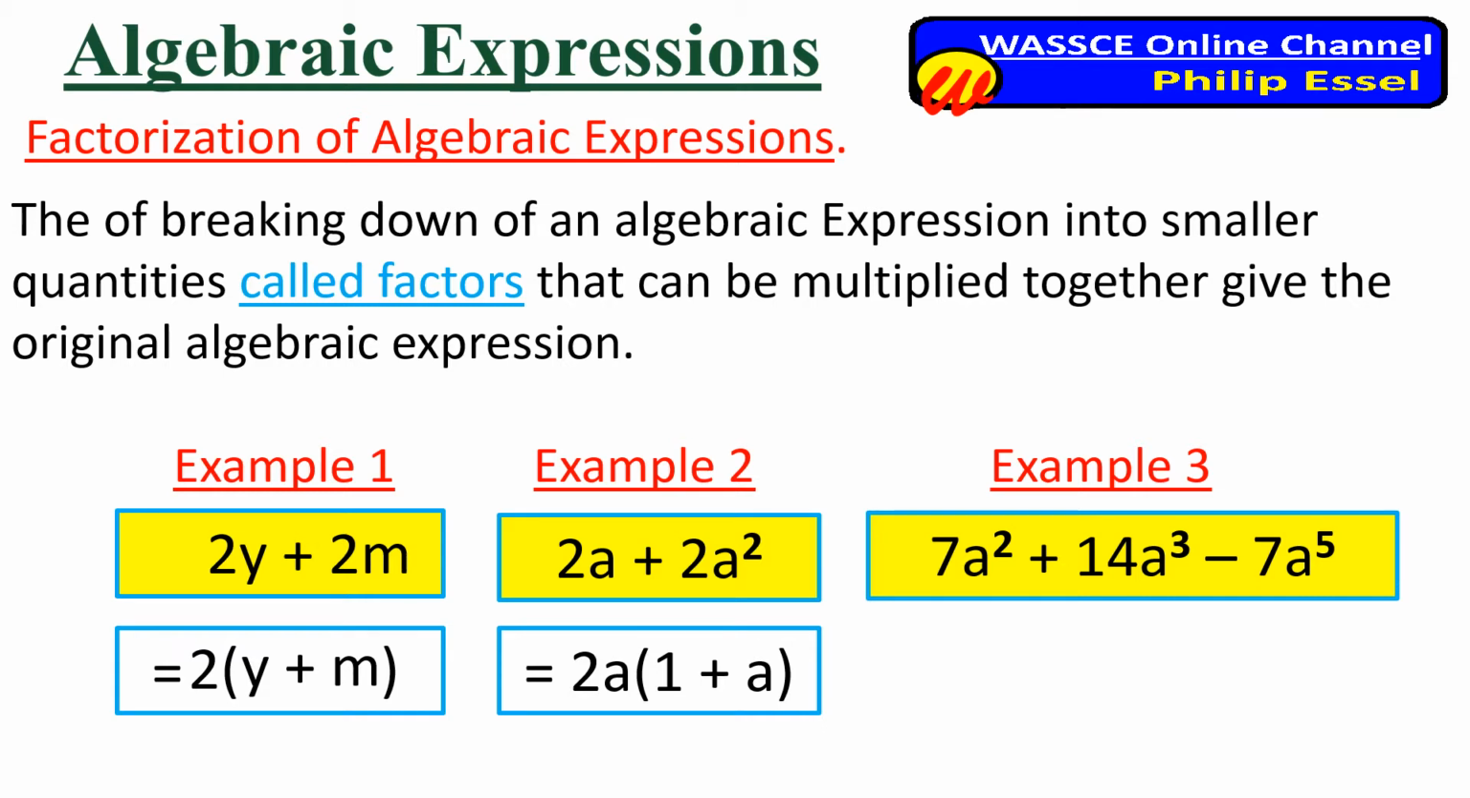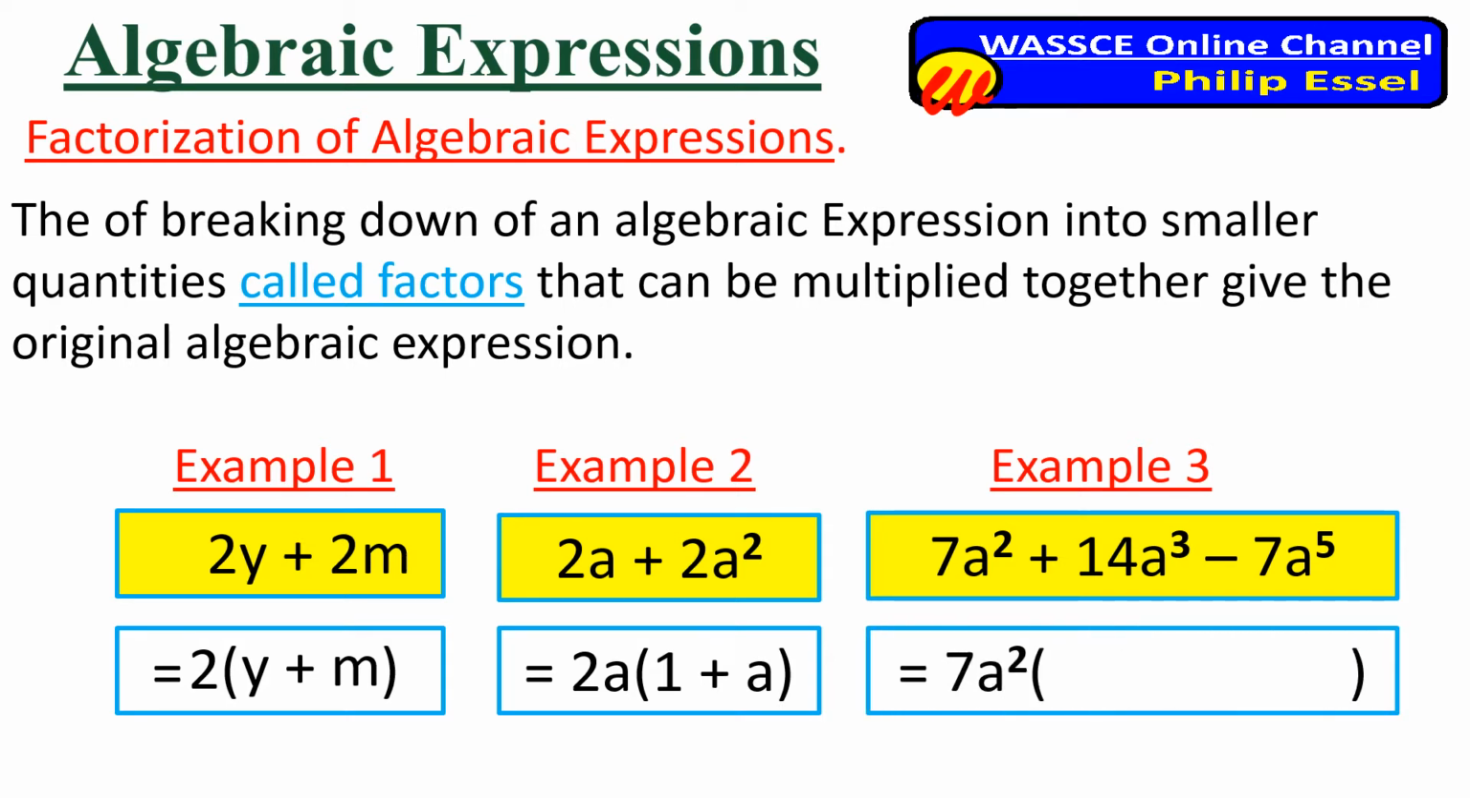For example, when you go to the 14a exponent 3, you can find 7a squared in the 14a cubed. Also, when you go to the negative 7a exponent 5, you can find 7a squared in there. So the common factor is 7a squared. So let's write it outside of the bracket.